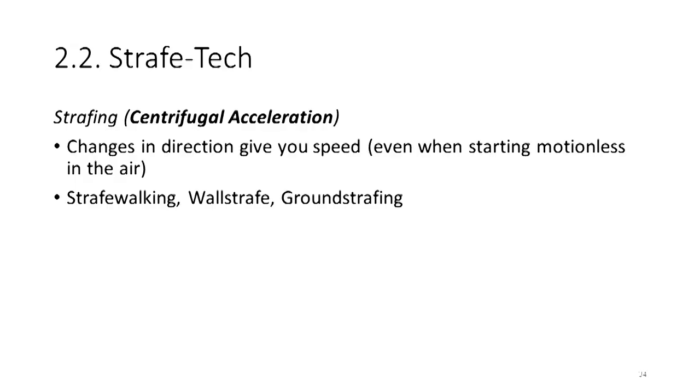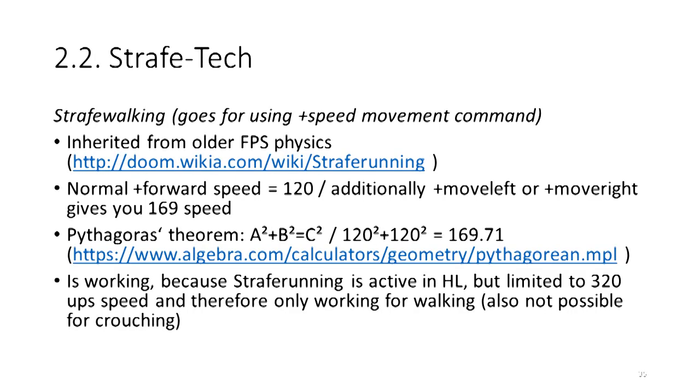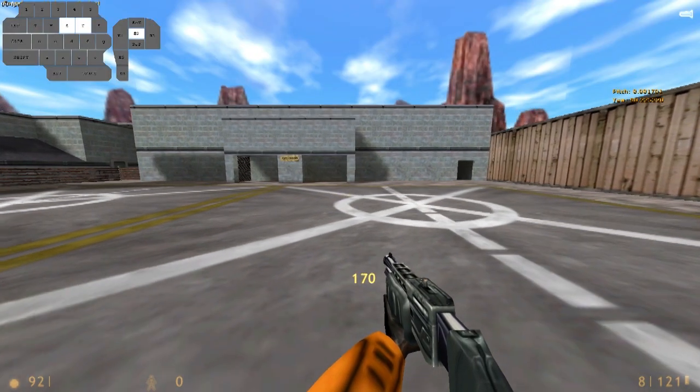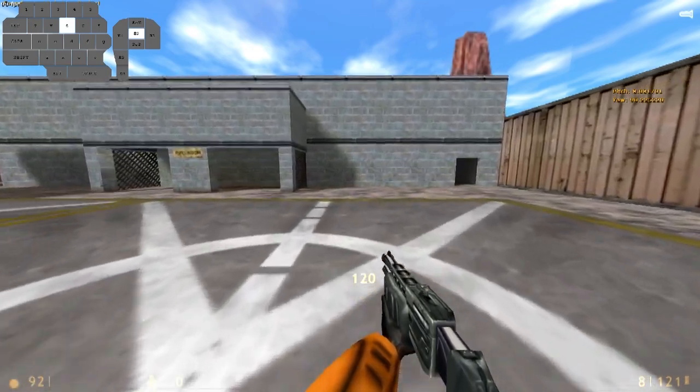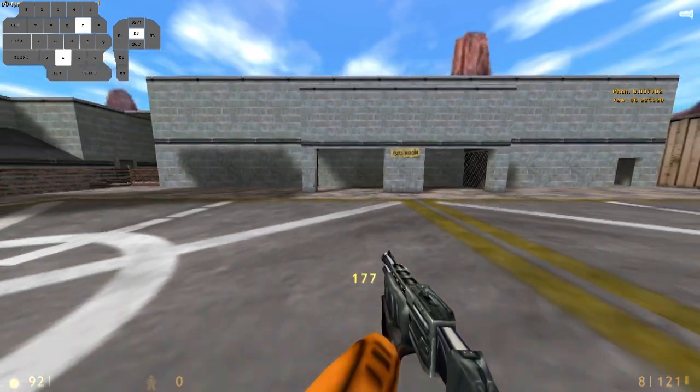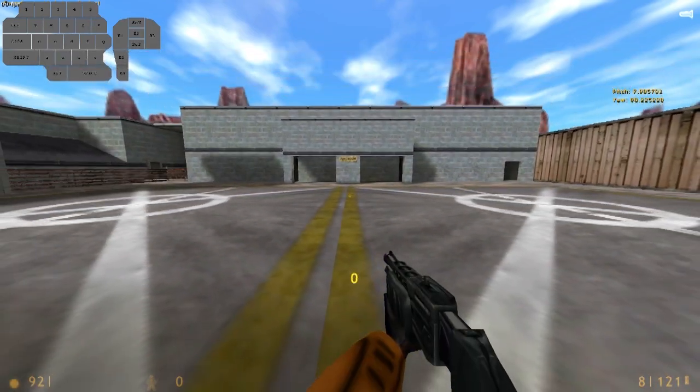Strafing is one of the unique concepts of Half-Life Speedtech. It means getting speed when changing the direction of moving. The easiest Strafe-Tech is Strafewalking. This concept is inherited from older FPS games like Doom. When applying plus speed to your movement direction commands, it normally gives you 120 UPS. When, for example, going forward and moving left or right, your speed will increase to a maximum of 169 UPS.